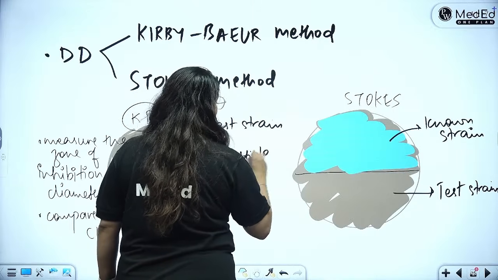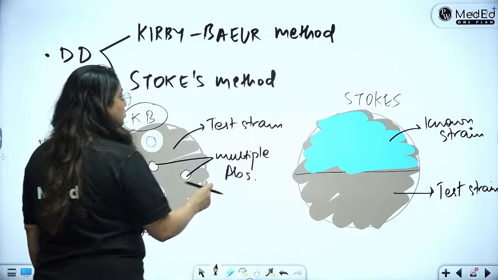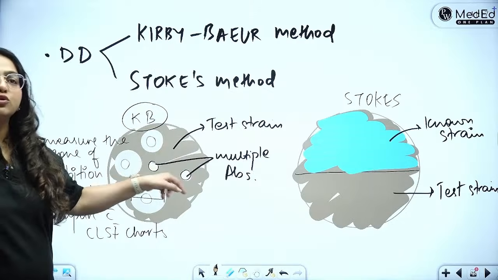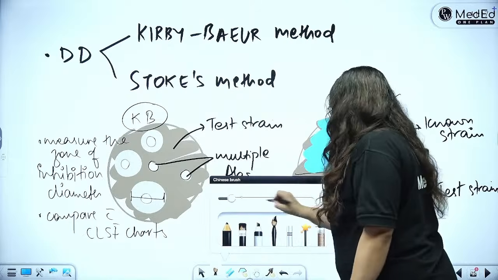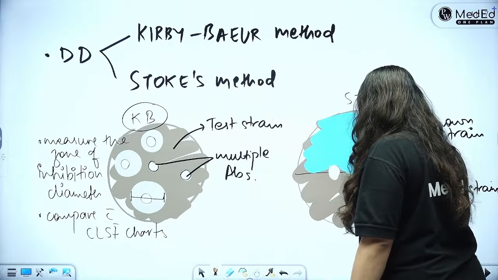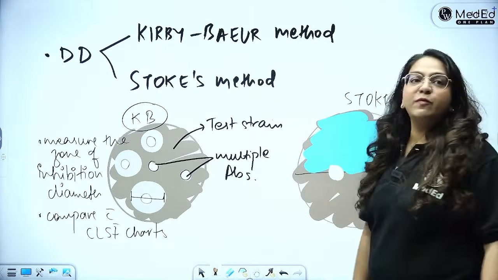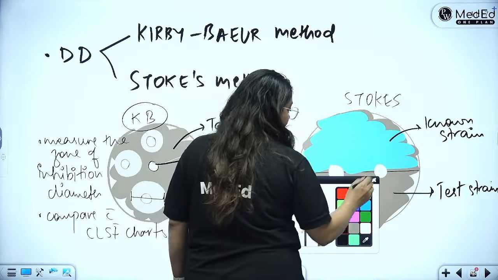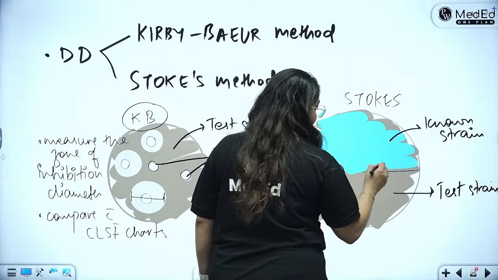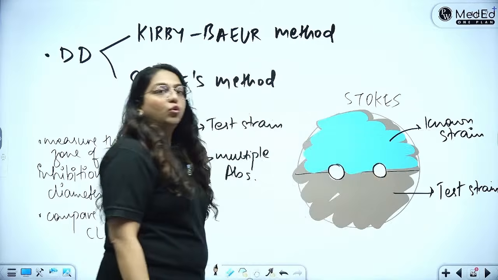So what can you do in Kirby-Bauer's? You can use one bacteria and you can use multiple antibiotics. But what happens in Stokes method is you can use a maximum of 2 antibiotics, but you can use multiple strains of bacteria which can be tested against a known positive strain.